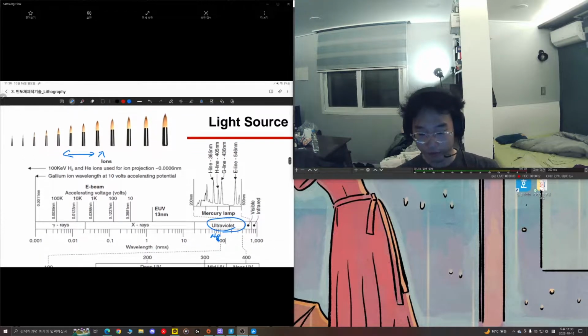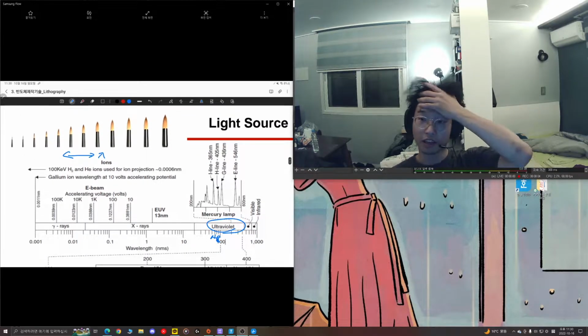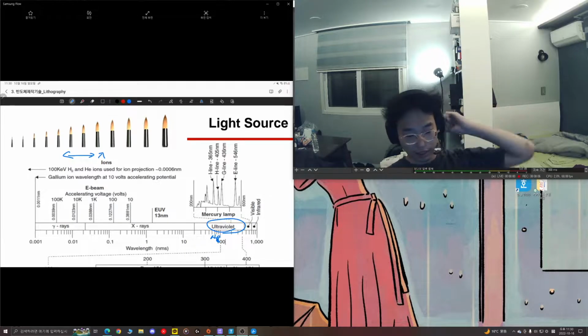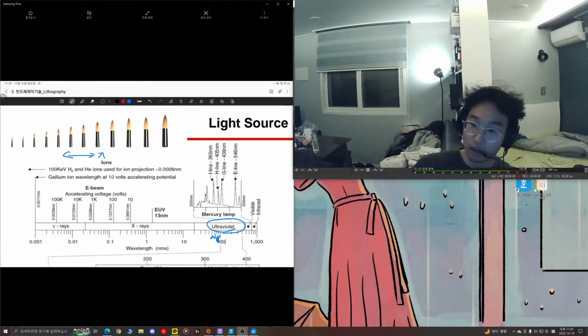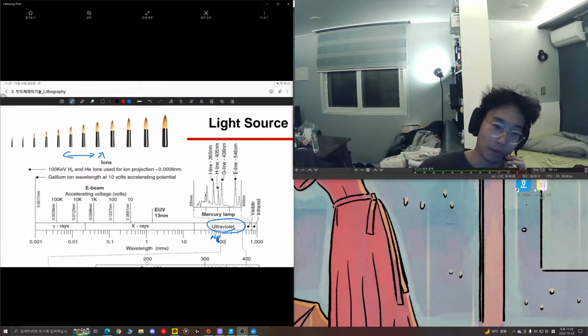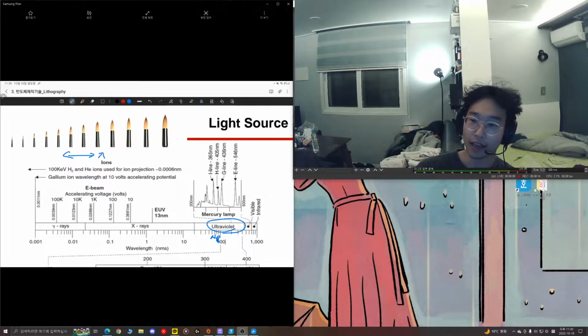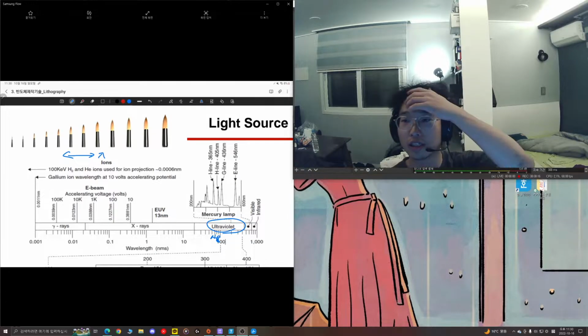Hello. This week we have learned about lithography, and there are lots of steps in lithography. This week I'm going to talk about light source and spin coating.